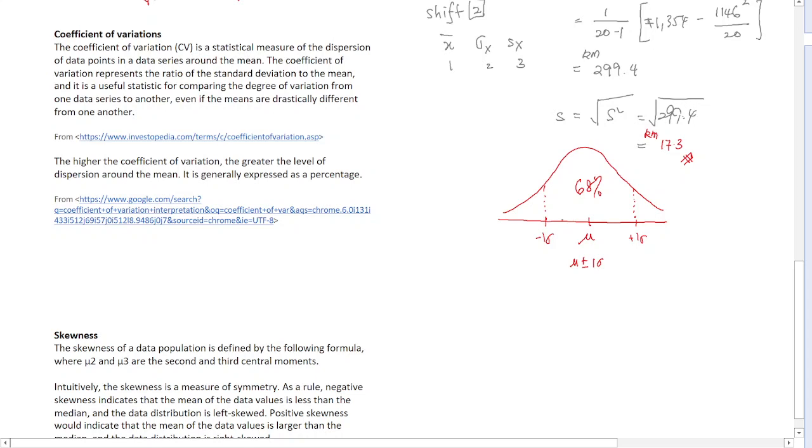This is for a normal curve, normal symmetrical distribution. Okay, 68% of the data set will lie within 1 standard deviation. Meanwhile, 95.4% of the data will lie within 2 standard deviations. Okay, kalau 3 standard deviation, it will be 98.8%. So almost 100% lie within the 3 standard deviations. So anything outside the 3 standard deviations can already be considered as outliers. Okay, so can already be considered as outliers in a normal curve.